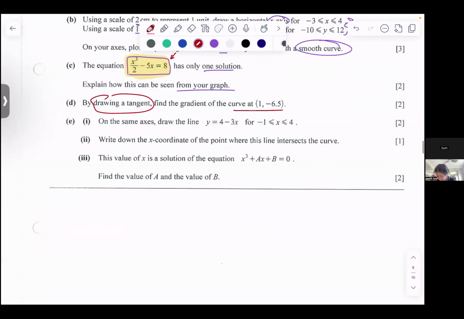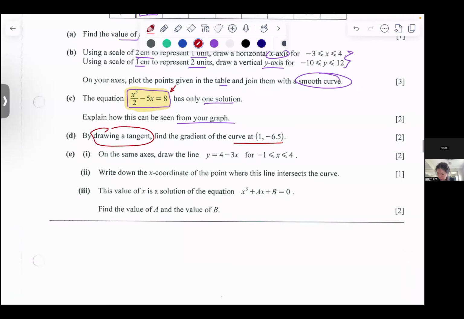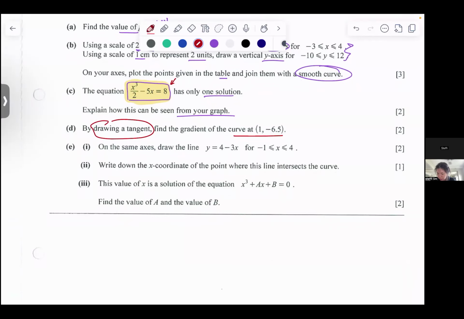On the same axis, draw the line y equals 4 minus 3x. Okay, so they ask you to draw this straight linear line, right? And you also know that this linear line has a negative gradient, so it should be downward sloping. And they want you to draw from x coordinates of -1 all the way to 4 inclusive.